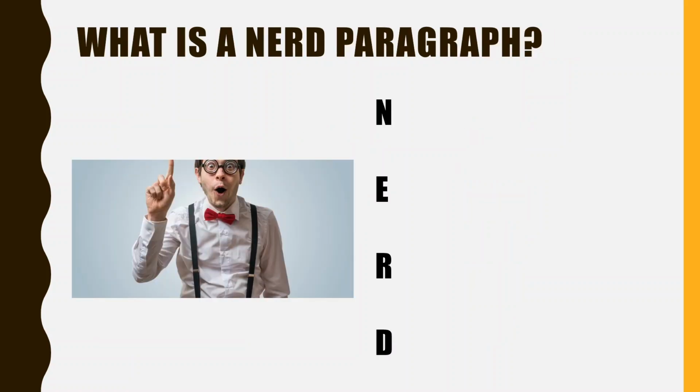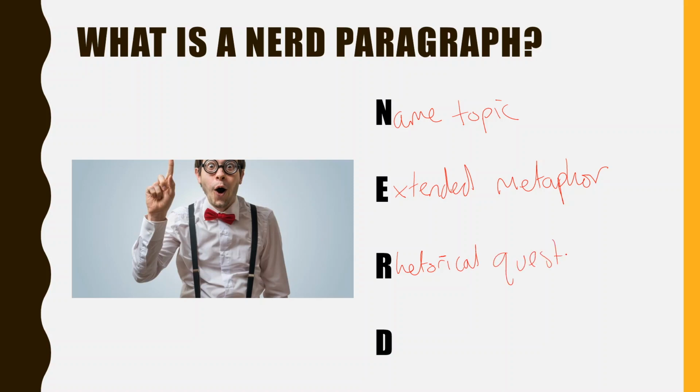Okay, so what is a NERD paragraph? So in the word NERD, every letter stands for something. So the N stands for name topic. The E stands for extended metaphor. The R stands for rhetorical question. And the D stands for direct address. That's not another I. There's only one I there. I mean, there's 2, but there should only be one I.